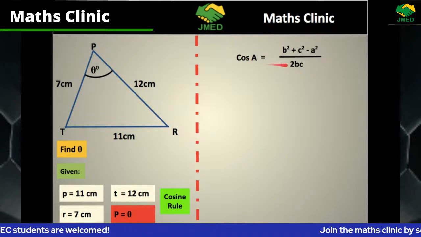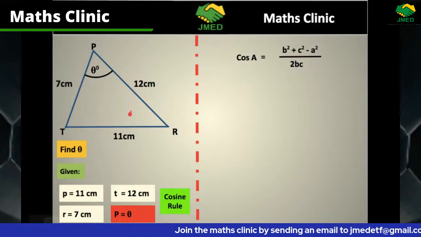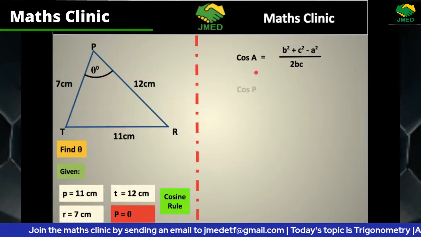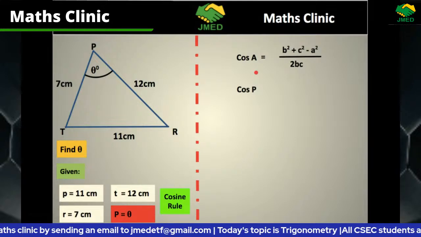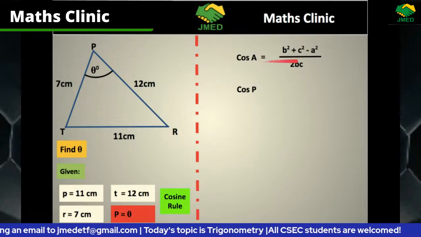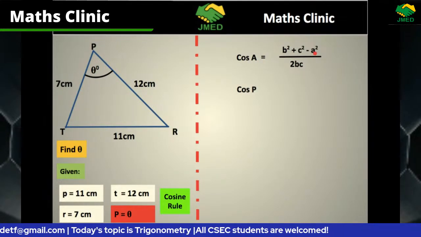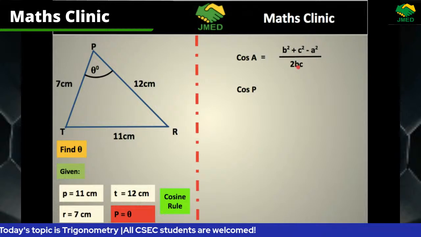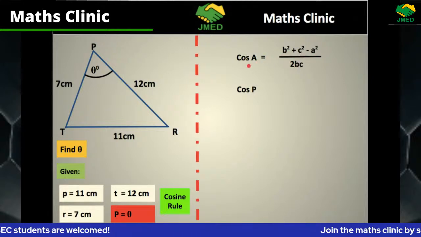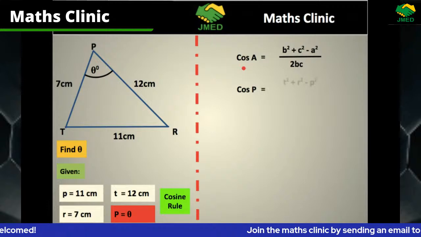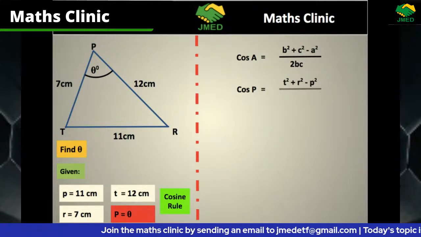The formula is given to you in the exam, so you just need to know when to use it. If you're given 3 sides and asked to find an angle, I'm going to replace cos P. Notice that A is here and A is at the minus A squared, so we know the rest of it is just the others in normal positions. Minus A squared, A. So I'm going to copy that onto the other one: T squared plus R squared minus P squared over 2TR.